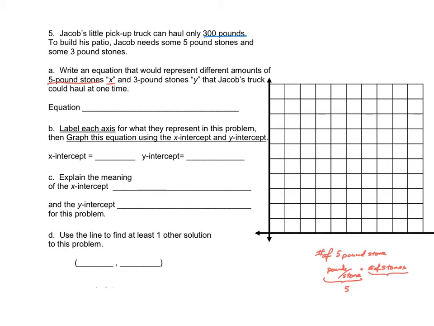So this is kind of like the slope, pounds per stone. That's the rate in pounds per stone of the 5-pound stones. And it has to be multiplied by the number of stones, like in this case, X. X is the number of stones. So I don't know if that clears it up or makes it worse. The 3-pound stones, we have Y of those. So Y is the number of 3-pound stones.